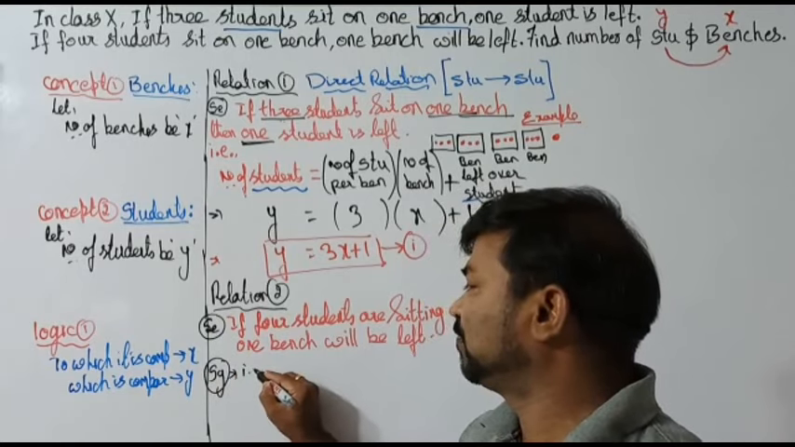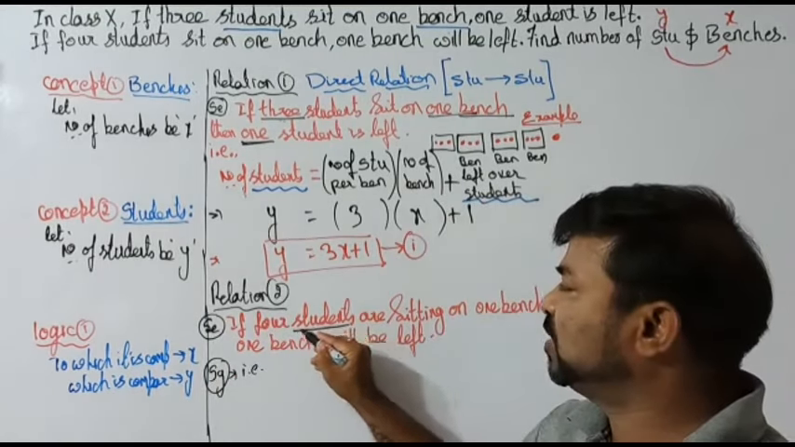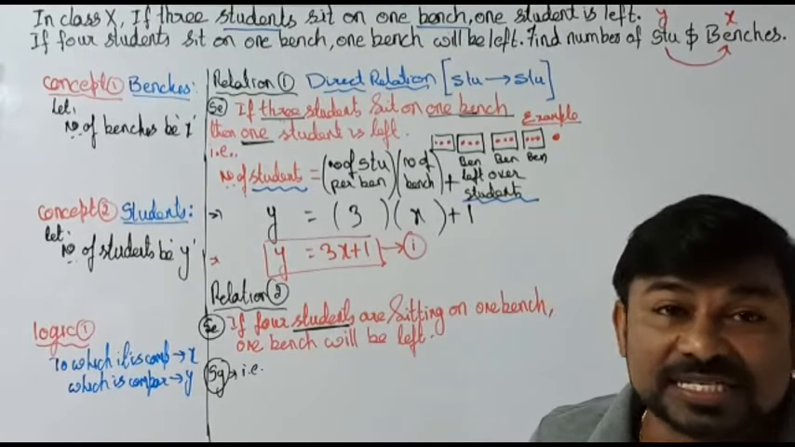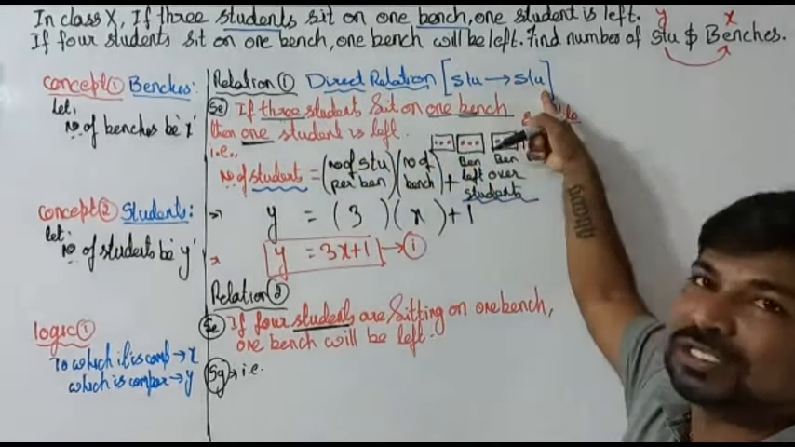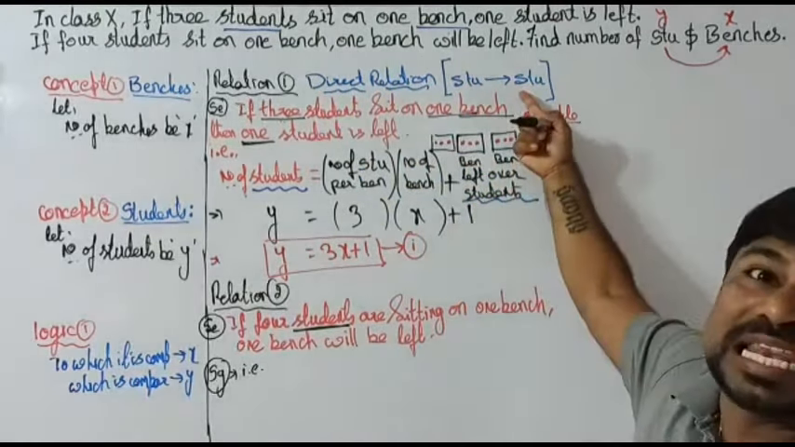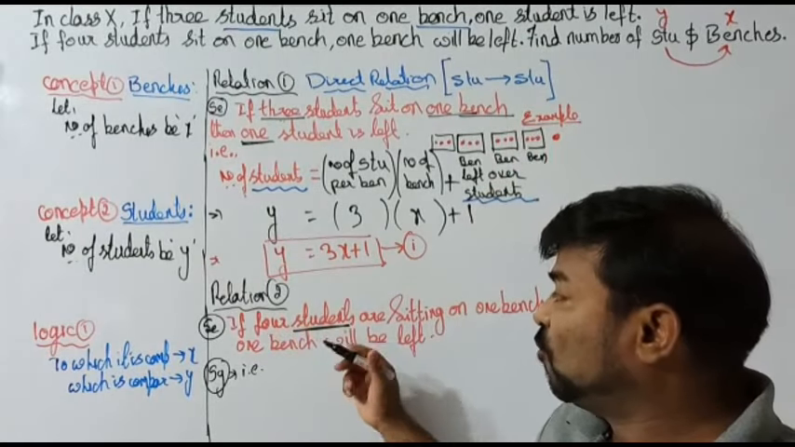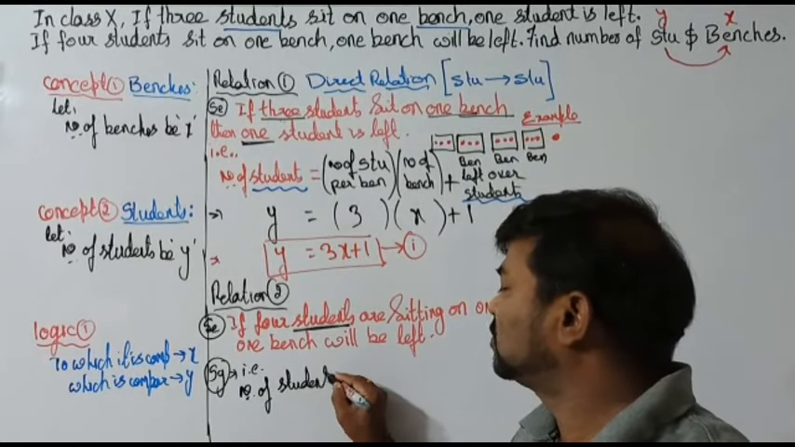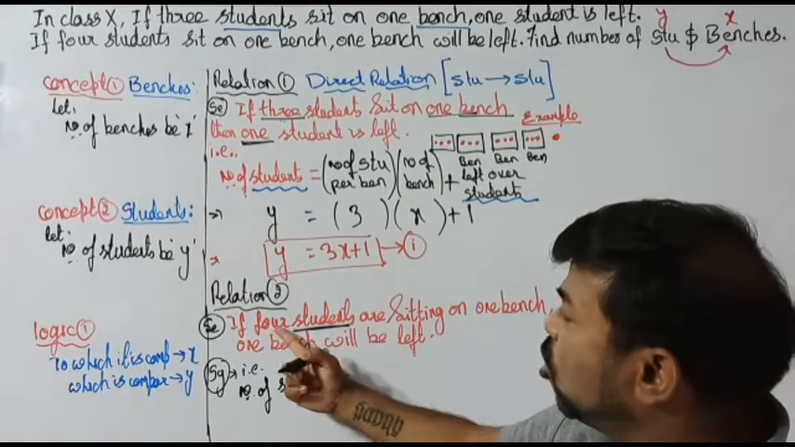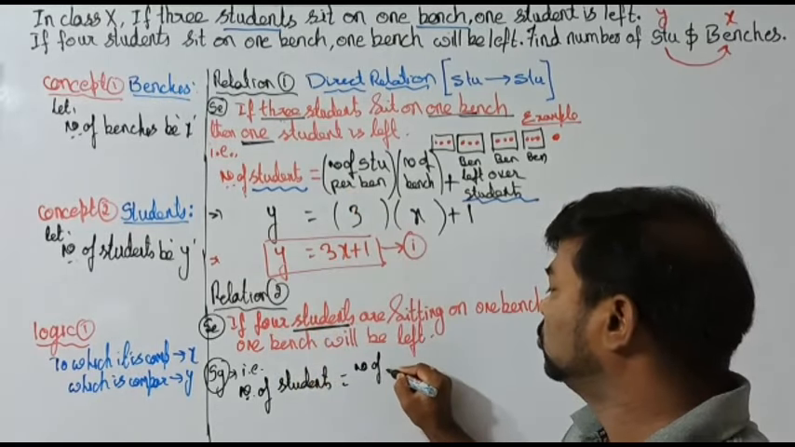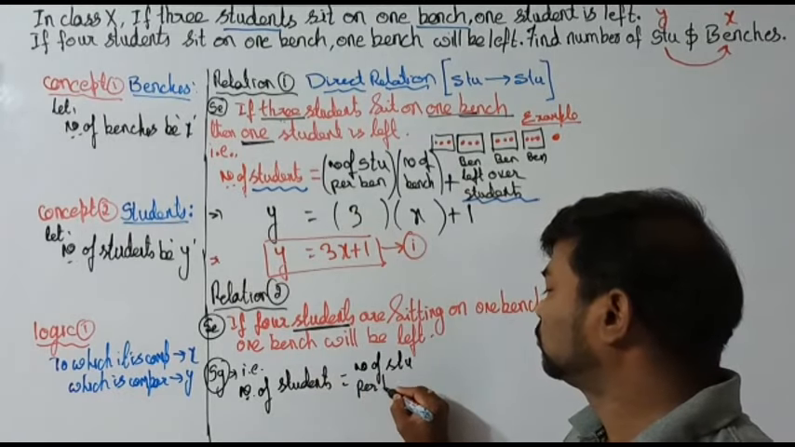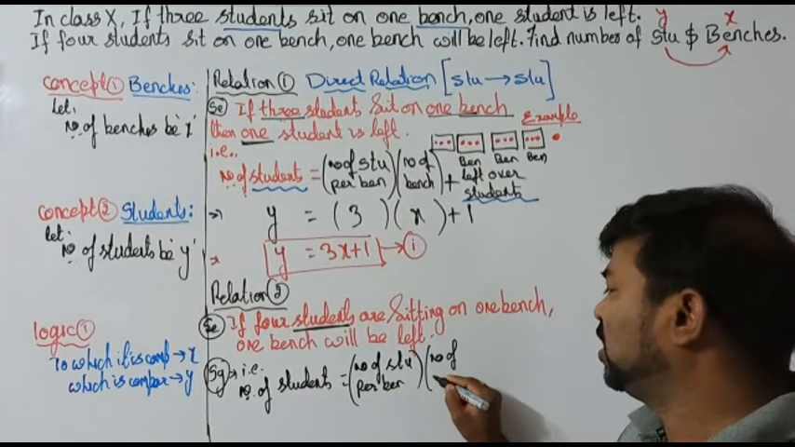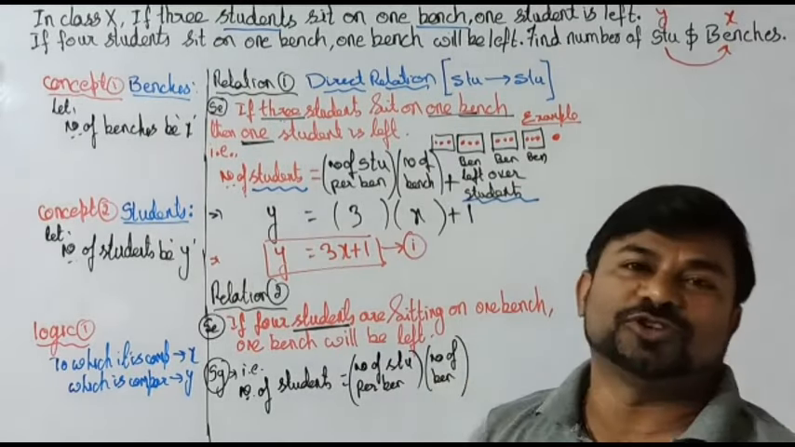What he says is 4 students. Here the relation is between the students and what is leftover. Leftover are benches. He didn't give it directly. Here it is student and student: number of students is equal to the students left over. Now here, if 4 students, number of students is equal to how many are sitting? Number of students per bench times number of benches. That's right, number of benches. This is the tricky part.